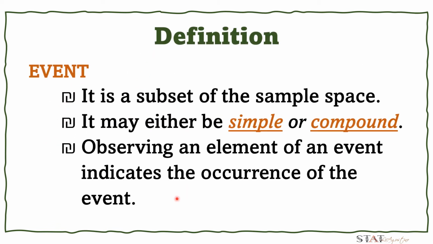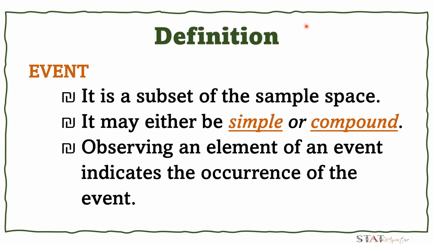Now, let's also define an event. It is a subset of a sample space. It may either be simple or compound. An event can be an outcome or more than one outcome. For example, if a die is rolled and 6 shows, this result is called an outcome, and since it is a result of a single trial, an event with one outcome is called a simple event.